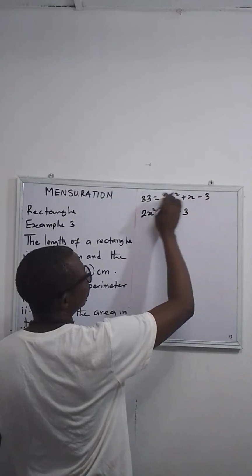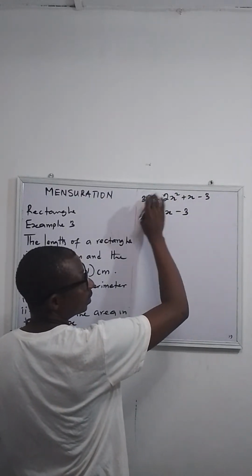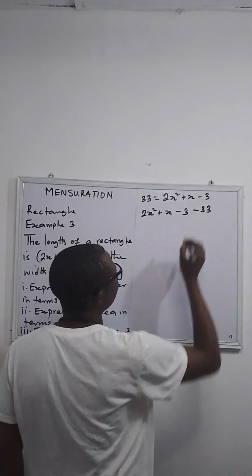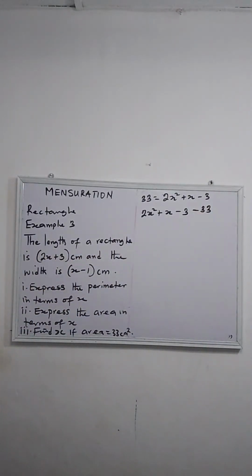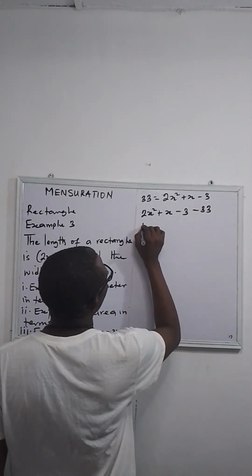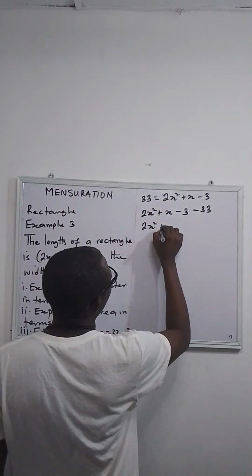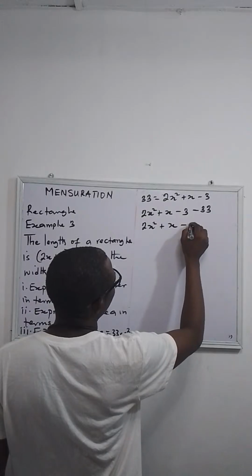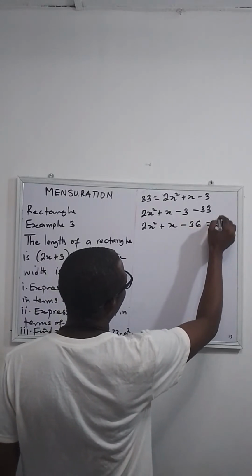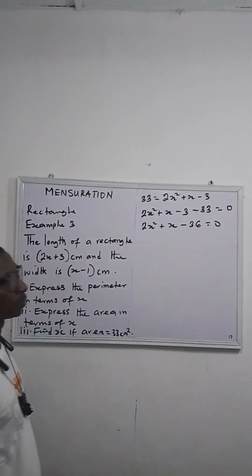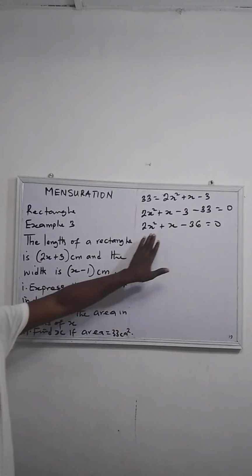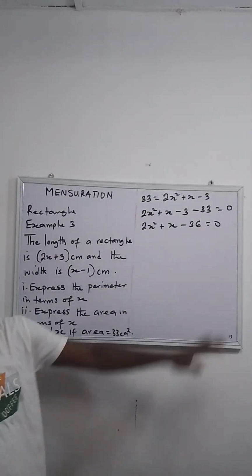Or you subtract 33 from both sides. So we have negative 33. Okay. So what do we have next? We have 2x squared plus x minus 36 equals 0. And this is also equal to 0. Okay. So now, when you look at this, this is a quadratic equation.